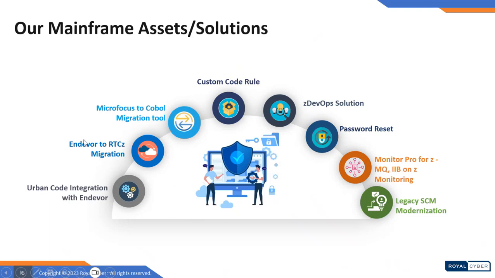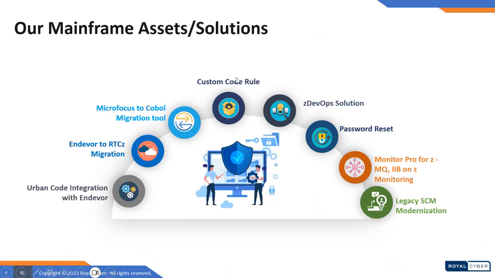And similar to SCM migration, we also had a migration of Endeavor to RTC z in 2017 or 2018. Our customers wanted to migrate to Rational Team Concert, which is an IBM tool, so we built a solution to migrate that. And we have something called Micro Focus COBOL migration, which migrates Micro Focus COBOL to Enterprise COBOL in an automated way. And custom code review. By default, the Eclipse based IDE, IBM Developer for Z, comes with some code review rules. But if you want to create your own customized code review rules or domain specific rules, we are able to incorporate them.